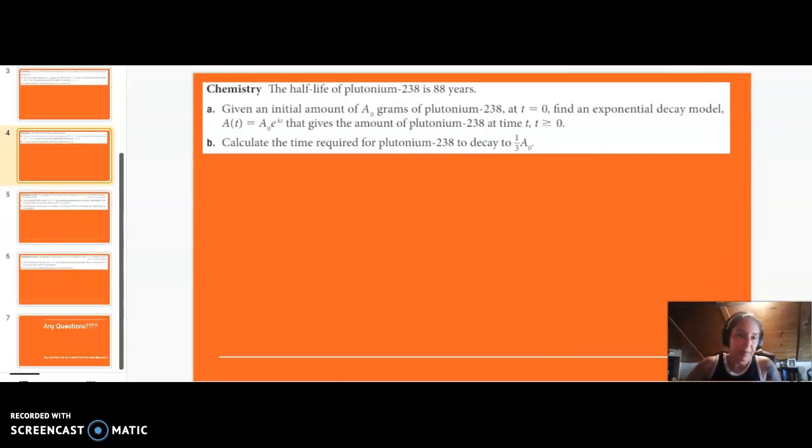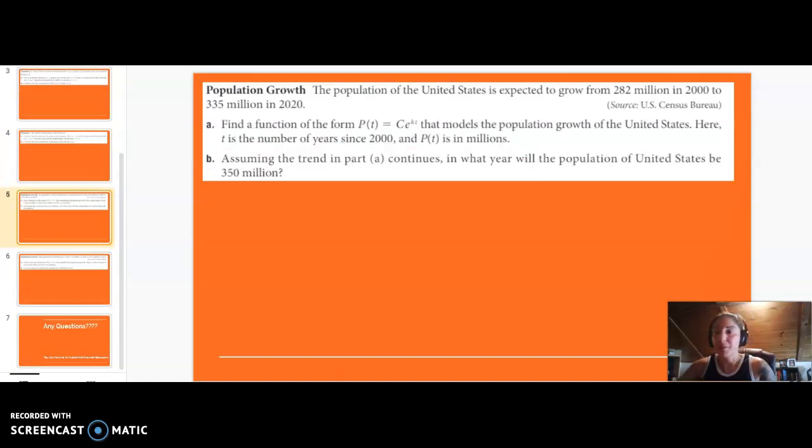Now let's look at some growth and population growth. So we're going to do a similar thing that we did last time, in that we're after this growth constant. We're after the k. So we're going to plug in everything we know at first, and then find our k. The population of the United States is expected to grow from 282 million in the year 2000 to 335 million in 2020. Find a function of the form P of t equals C times e to the kt that models the population growth for the United States. Here t is the number of years since 2000 and P of t is in millions.